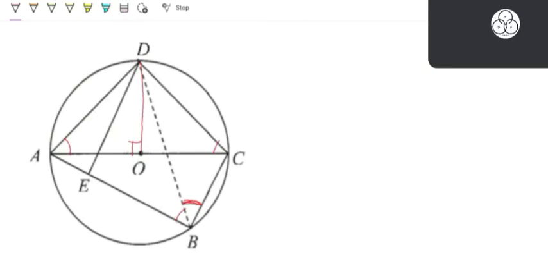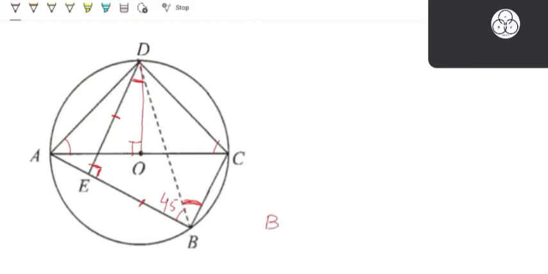Now DE is perpendicular. Can we comment anything about triangle BED? Yes, we can. How? Because this angle is 45 degree, right? And this is lying inside triangle BED. So this angle will also be equal to 45 degree. All the red angles that I am marking are 45 degree. This angle will also be equal to 45 degree, which implies that side length BE equals side length DE.